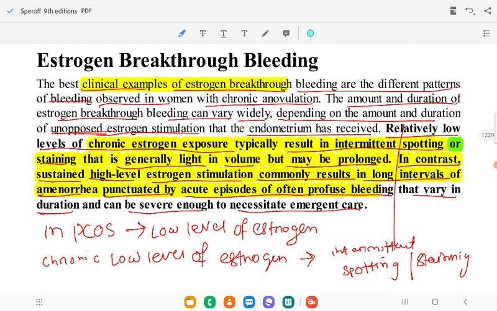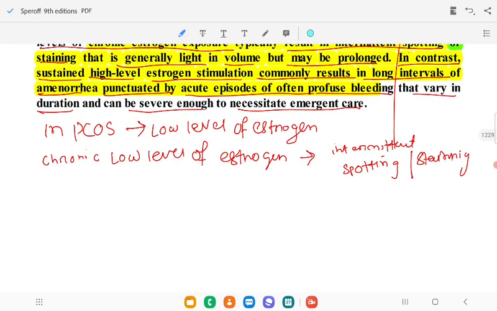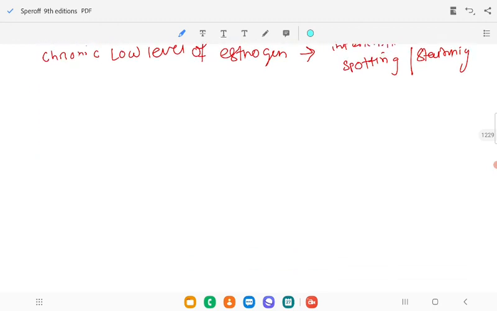A typical example of estrogen breakthrough bleeding is the PCOS patient: chronic low level estrogen gives intermittent spotting or staining, or sustained high level estrogen stimulation commonly results in a long interval of amenorrhea followed by an acute episode of profuse bleeding. The duration can be severe enough to necessitate emergency care.